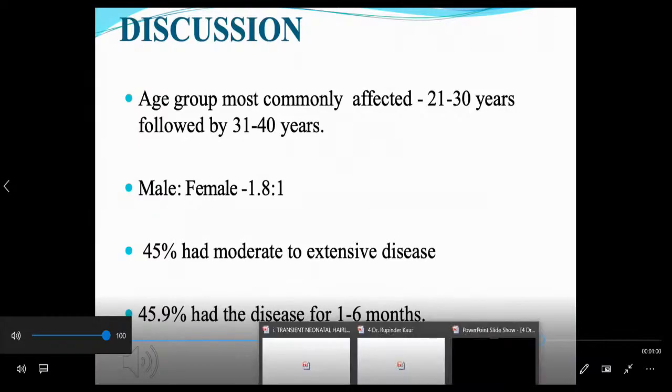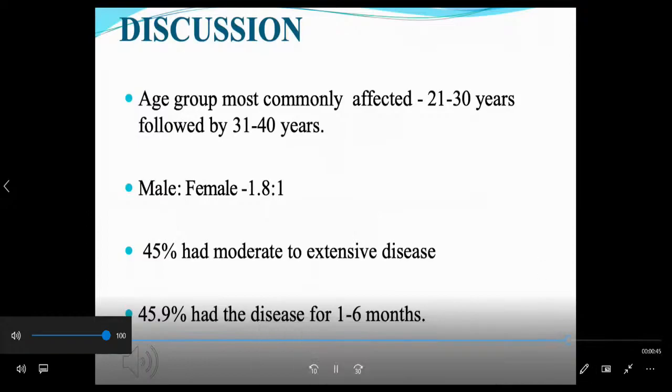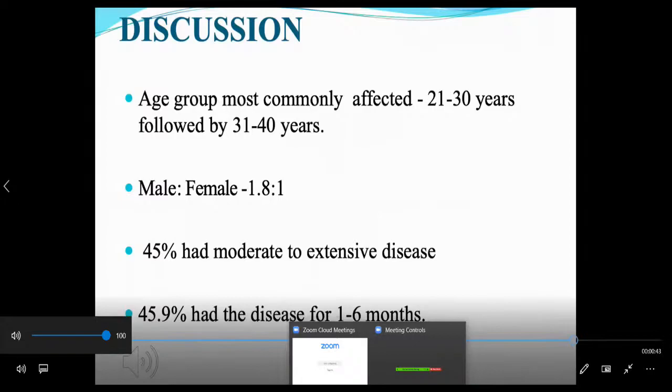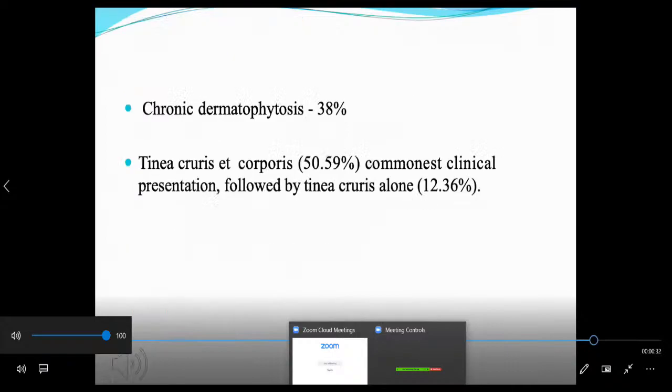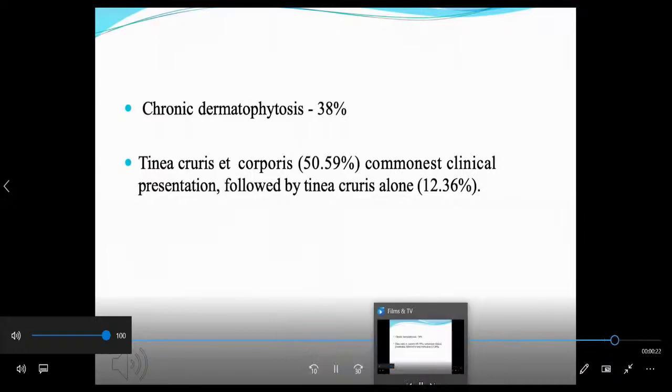The commonest age group was 21 to 30 years, followed by 31 to 40 years, the 21 to 40 years age group being the most active, with maximum activity and increased perspiration. The male to female ratio was found to be 1.8 to 1. 45% of cases had moderate to extensive disease, and almost half had illness of 1 to 6 months duration. Chronic dermatophytosis was found in 38% of patients. Tinea cruris et corporis was the commonest clinical presentation, followed by tinea cruris alone.